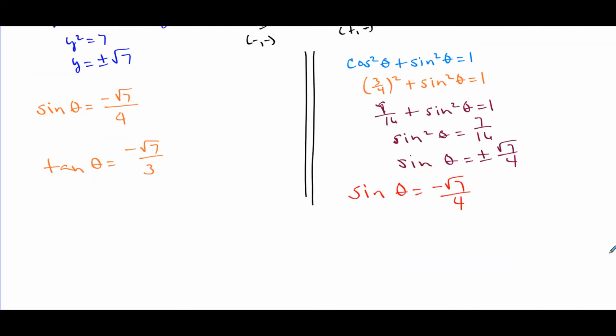Then I still have to find my tangent value. So in order to do that, I'm going to use just my basic identities. So remember, tangent of theta is equal to sine of theta over cosine of theta. And so we just found the sine value is negative radical 7 over 4, and the cosine value was given, which was 3 over 4. And so that's going to reduce to negative radical 7 over 3. So the exact same answers we got before.